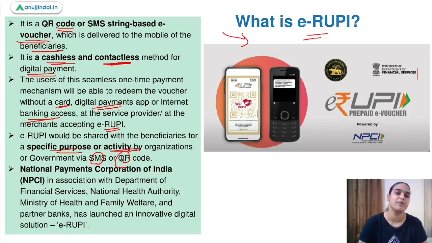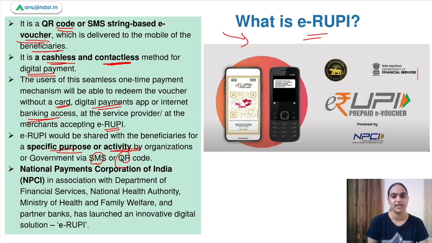This e-RUPI can be a solution in that case. So instead of giving money to that farmer, the government can issue an e-voucher. It can electronically send a voucher in the form of a QR code or an SMS to the farmer. Now, if the farmer has that QR code or that SMS, which basically is the voucher to purchase the fertilizers, he can show that voucher to the service provider, to the goods provider who is providing those fertilizers, and he can get the fertilizers from there. And the service provider will get paid by the government through their accounts.